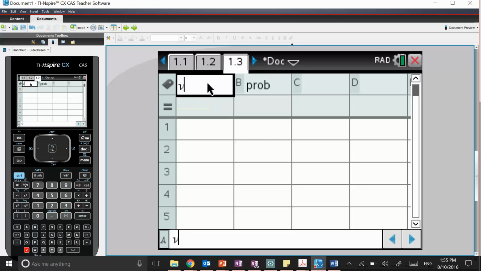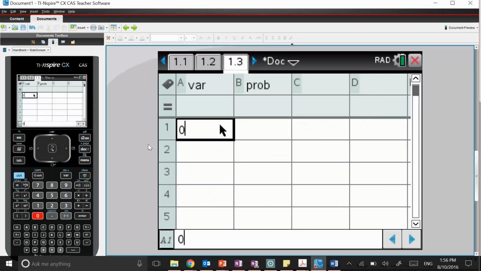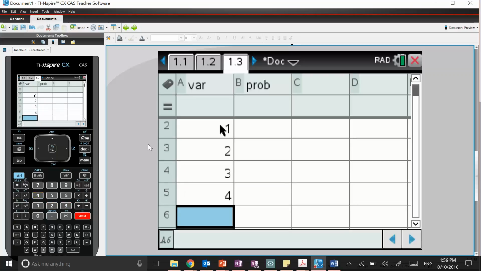Okay. I'm going to call this variable and probability. Now, variable, which is your X values. So remember, I was talking about your X success values from 0 to 20. So that's what I'm going to do. I type in 0, 1, 2, 3, 4, 5, 6, 7, 8, 9, 10. I'm just going to stop at 10 for now.